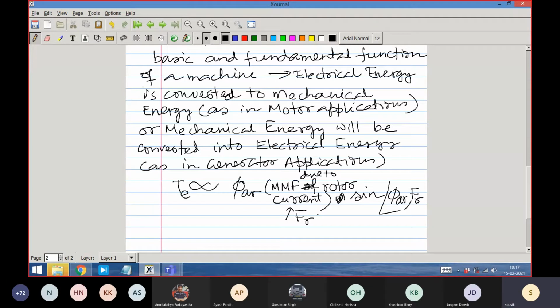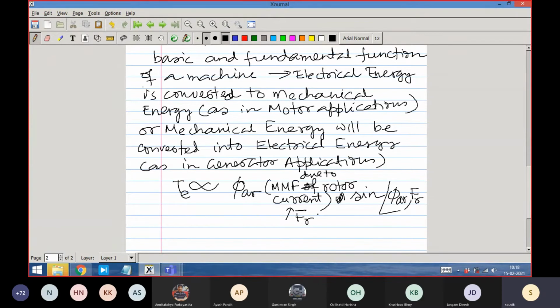Okay, so how do you understand when it is in the generator mode and when it is in the motor mode? Suppose I am giving you a machine. How do you know from the core part? For example, this is the torque expression. In all machines, it will be valid. What is the torque expression? Torque expression is flux in the air gap multiplied by the MMF created by the rotor current, and sine of the angle between this flux and the MMF.